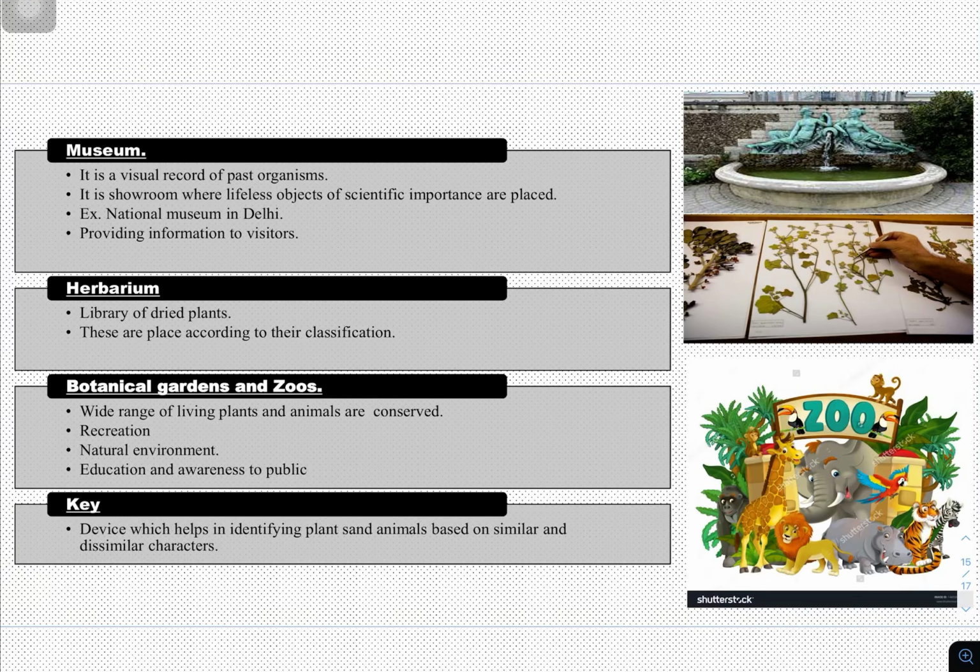So the next part of this living world, and the last part of the living world, is what? Taxonomical aids. Aids are the things which provide information about something. Aids are the things which provide additional information on something, which makes the understanding easy.